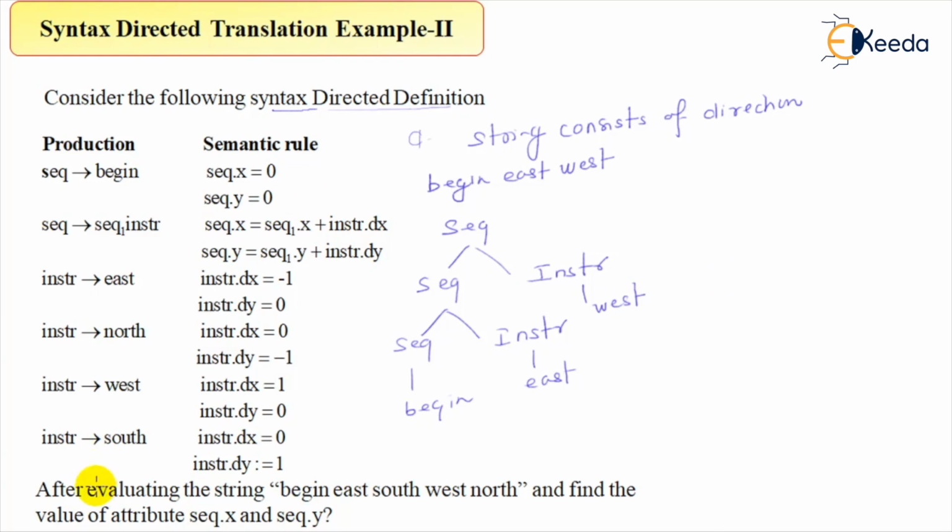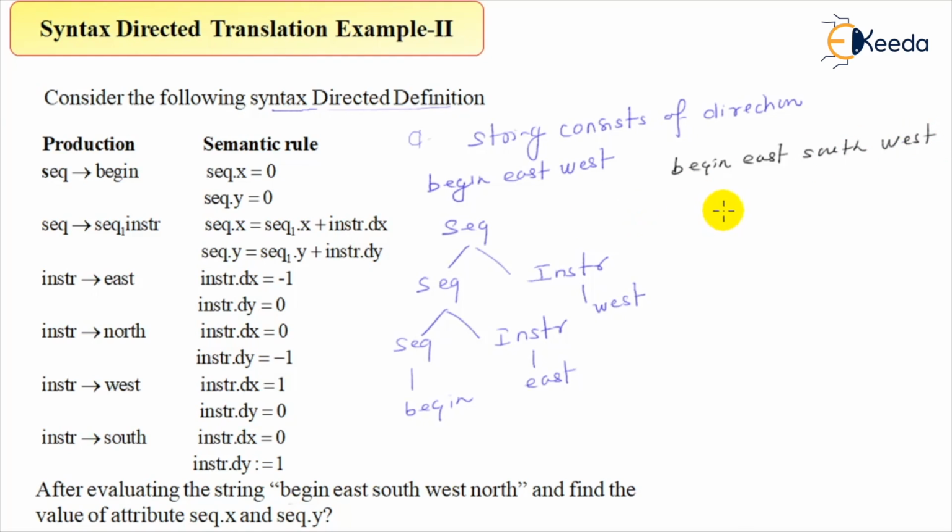The question is: after evaluating the string begin east, south, west, and north, find the attribute values, sequence x and sequence y. So the string is begin, east, south, west, and north.